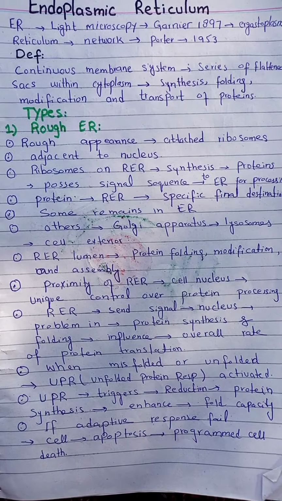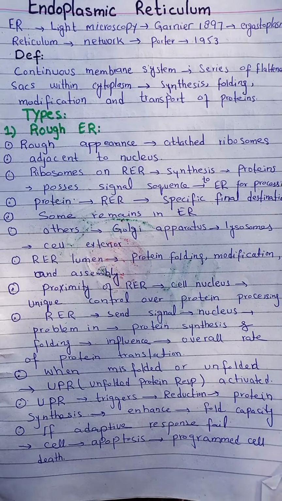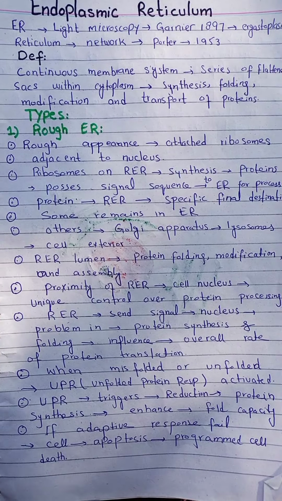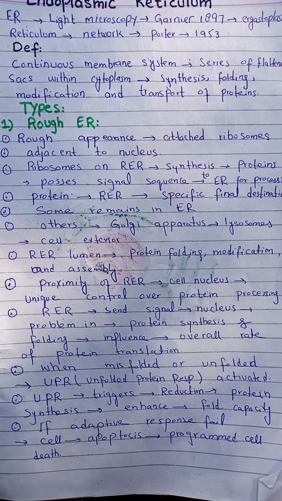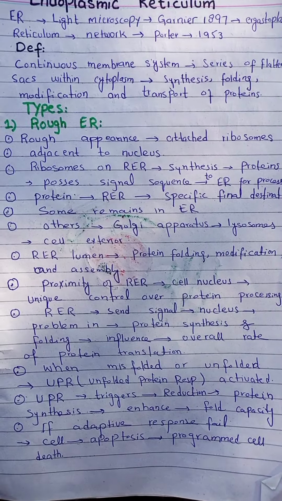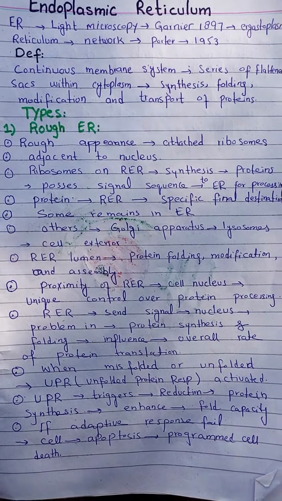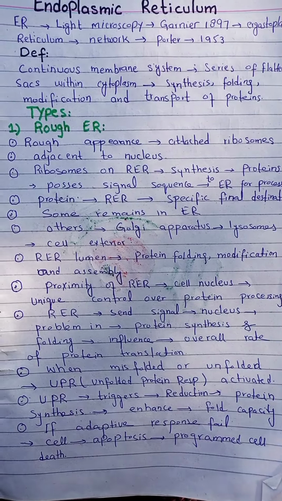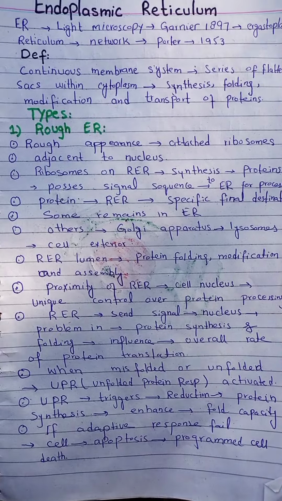When proteins are misfolded or unfolded, the unfolded protein response is activated. The unfolded protein response triggers a reduction in protein synthesis and enhances the folding capacity. If the adaptive response, the UPR, fails, then apoptosis, programmed cell death, occurs.